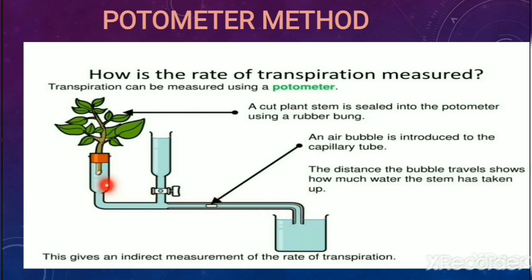Then we will keep this apparatus for some hours, and as this shoot transpires, the water vapor lost is replaced by this water, which will result in the movement of this air bubble towards the forward side. Then we can note down this difference in the volume of the capillary tube, and this reading in the capillary tube will give the volume of water lost in this given time. So by this method we can measure the rate of transpiration.